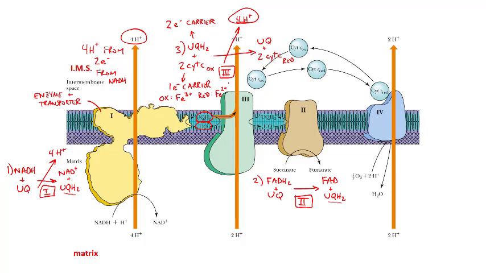So because cytochrome C can only carry 1 electron at a time, it takes 2 of them to take the 2 electrons from UQH2. Regardless, this is a favorable enough reaction that we have energy left over to pump 4 protons into the intermembrane space.